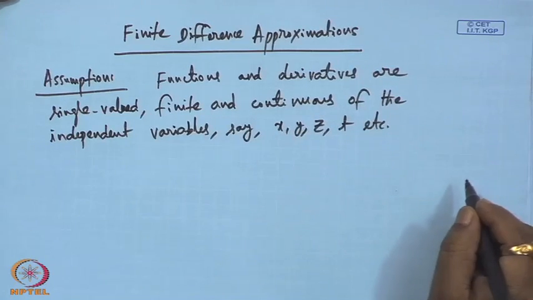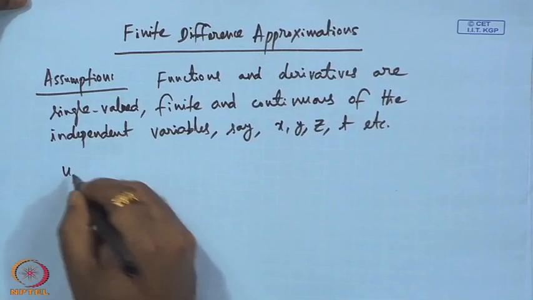Why is this assumption required? This assumption is required because when we deal with partial differential equations, you get derivatives with respect to all the independent variables. When we approximate these derivatives, we need to expand them in Taylor series, so we need these assumptions. Let us start with how we approximate.